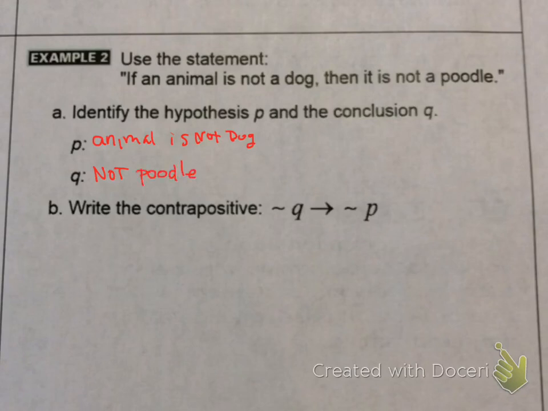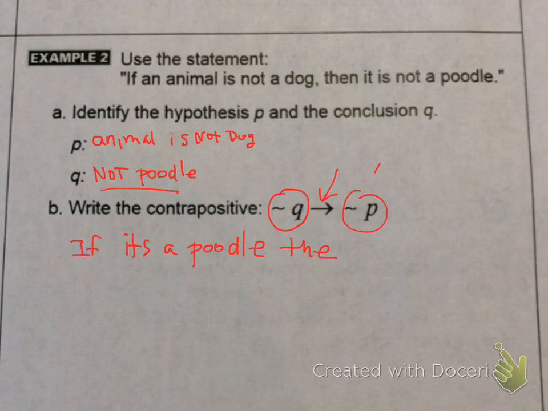And then we're going to do what it asks us to do. So it says not Q, not P. So not Q would be the opposite of not a poodle. So we're going to say if it's a poodle, and then we have to negate P. So it already was up here not a dog, so we're going to say it is a dog. So if it is a poodle, then it is a dog, because we had to do the opposite of both of them, and then the if-then statement for it.